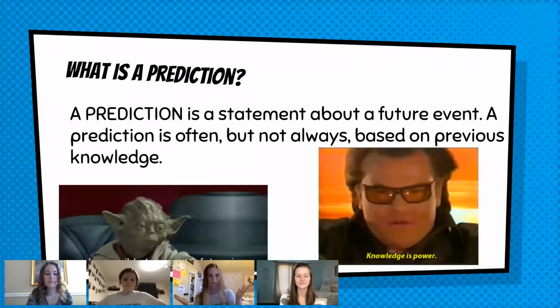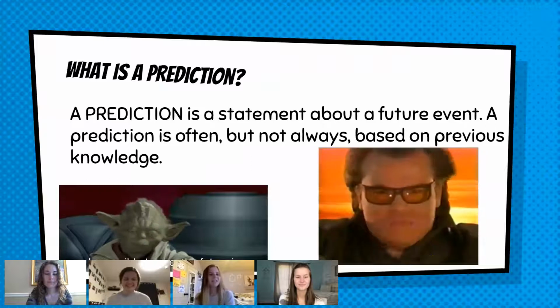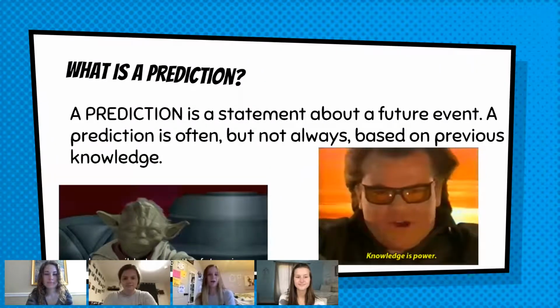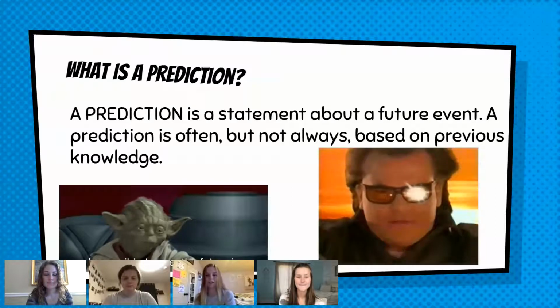So, what is a prediction? A prediction is a statement about a future event. A prediction is often, but not always, based on previous knowledge.